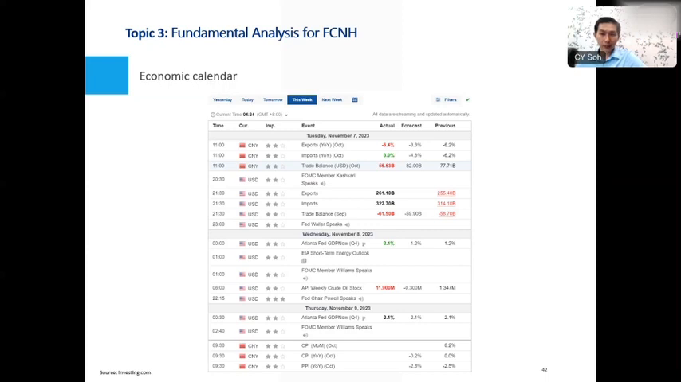What is it going to look like? We are going to have a look at how you can read this kind of economic calendar. Generally speaking, an economic calendar will show whether there is an announcement today or this week or in the upcoming few weeks. Here you can put a filter, since you are looking at trading FCNH, so you will be looking at the United States US dollar and the Chinese yuan. You can filter to look at only these 2 countries, USD and CNY.